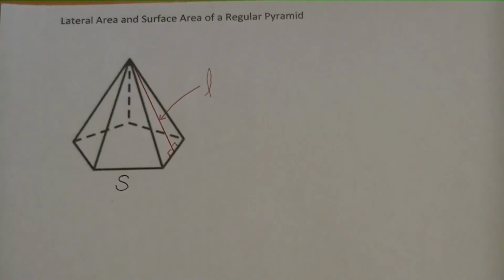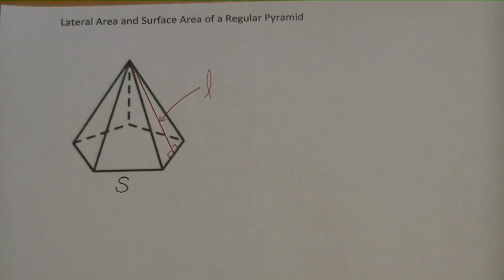Moving on to lateral area and surface area of regular pyramids. And again, to remind you, when we talk about a regular pyramid or a regular prism, that means two things. It means it's a right solid, so it's not an oblique, slanted sort of pyramid. But it also means the base is a regular polygon. And we're going to come up with a formula for specifically those kinds of pyramids.